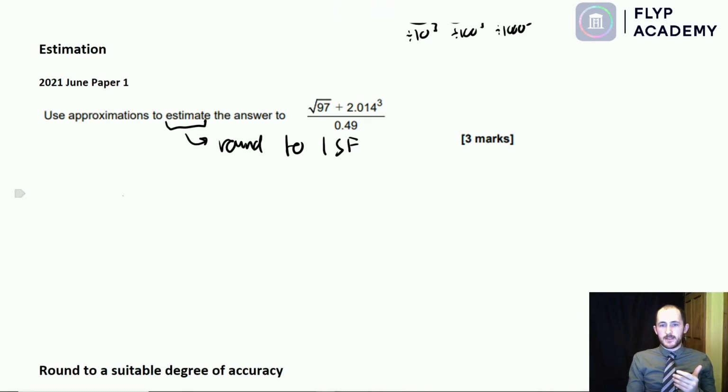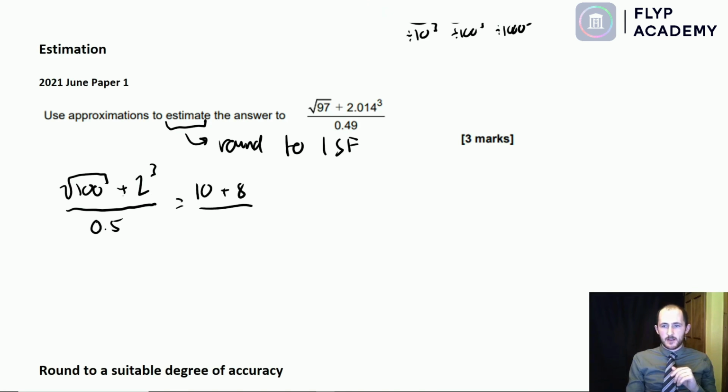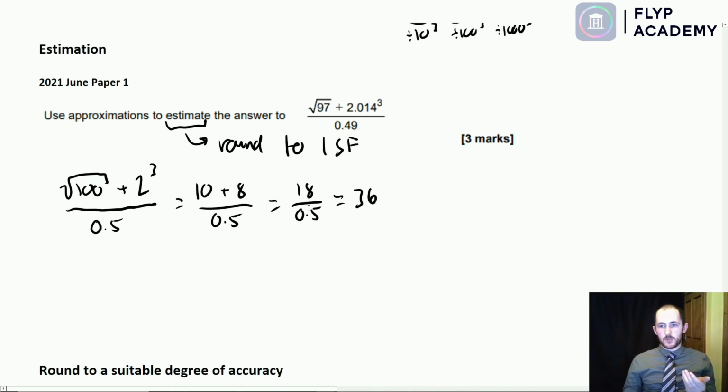So, square root of 97, no, it's square root of 100. 2.014, nope, it's 2 cubed. Again, 1 SF. Now 0.49 rounds to 0.5. There you go. Square root of 100 gives me 10. 2 cubed is 8 over 0.5. Hopefully you know that dividing by 0.5 is basically just doubling the answer. If you're unsure, times top and bottom by 2, you get 36 over 1, so that's 36.